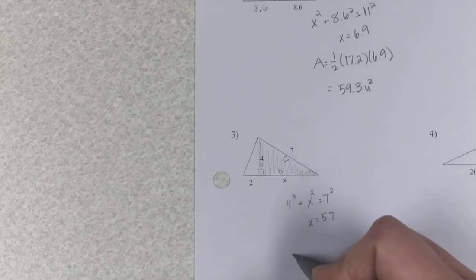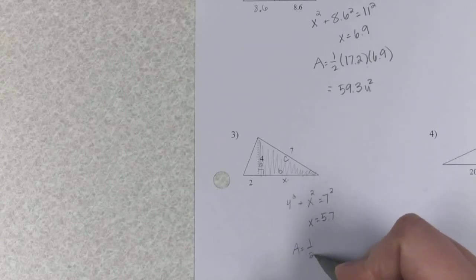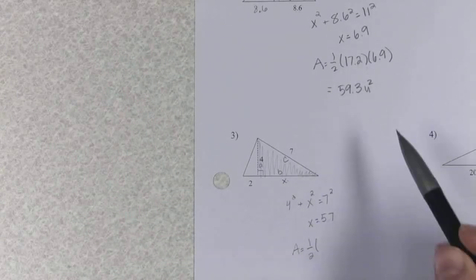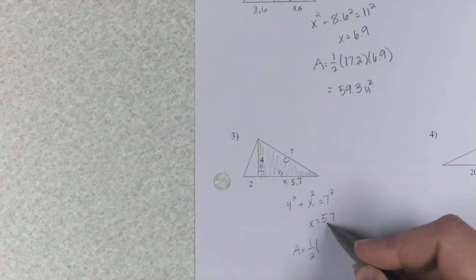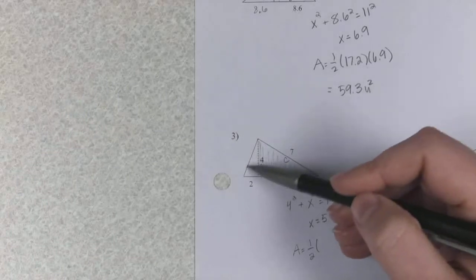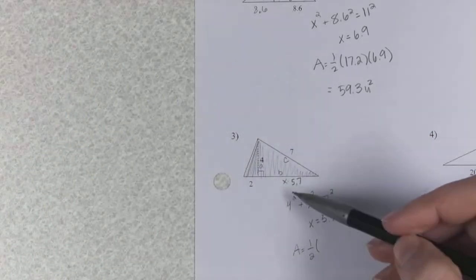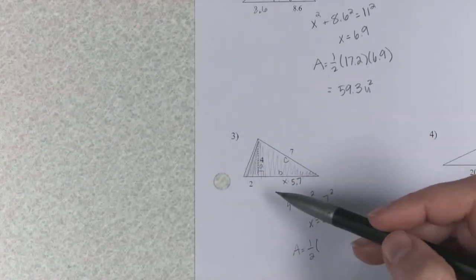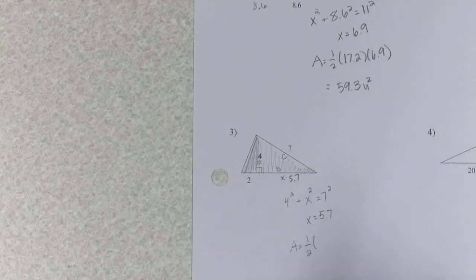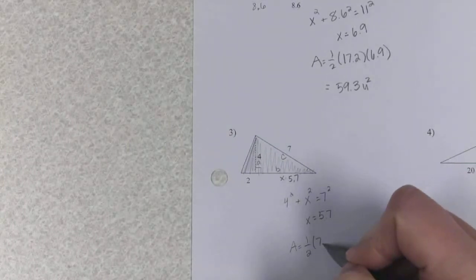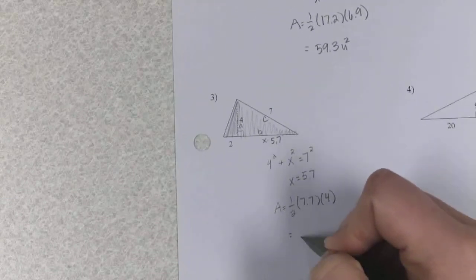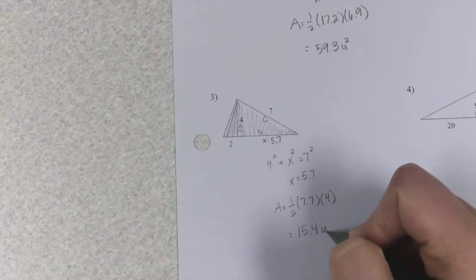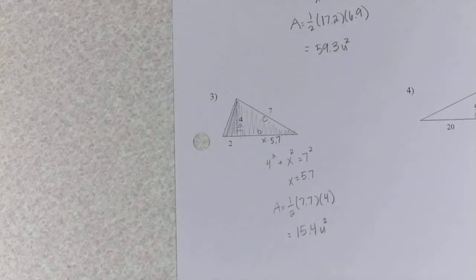Alright, now when I plug this in to find the area, it is half of the base. Again, just like with number 1, you want to use the entire base. Don't just plug in that 5.7. Our base, when we want to find the area of this whole triangle, is 5.7 plus 2. So that's going to give me 7.7, and then the height is 4, and then that gives you 15.4 units squared.